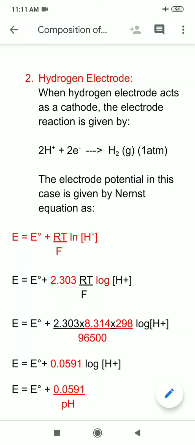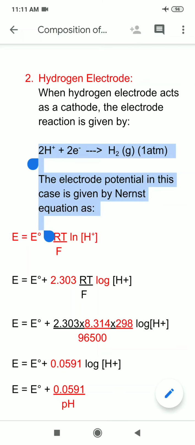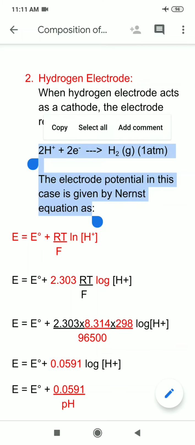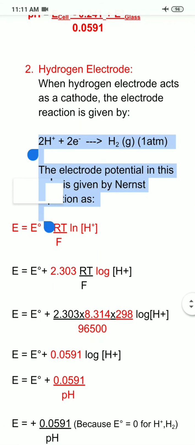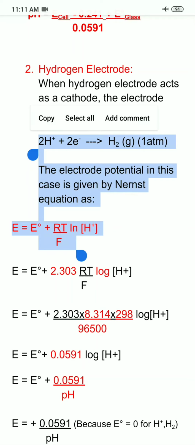So when hydrogen electrode is used, it acts as a cathode, and the electrode reaction in this case is given by 2H positive plus 2 electron, you can see on the screen, forming hydrogen gas. So the electrode potential in this case is given by Nernst equation and can be written as E is equal to E naught plus RT upon F natural log H positive concentration.